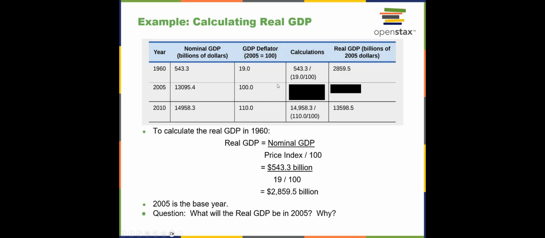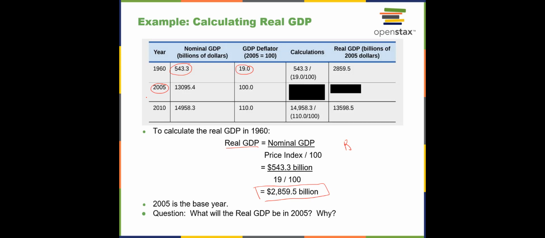So let's use this formula to calculate the real GDP for the 1960s. To calculate the real GDP, you take the nominal GDP. In that case, nominal GDP is 543.3 billion. And then you take the GDP deflator and plug it into the denominator. Since this number is found by multiplying by 100, you should divide by 100. And then you can calculate the real GDP.